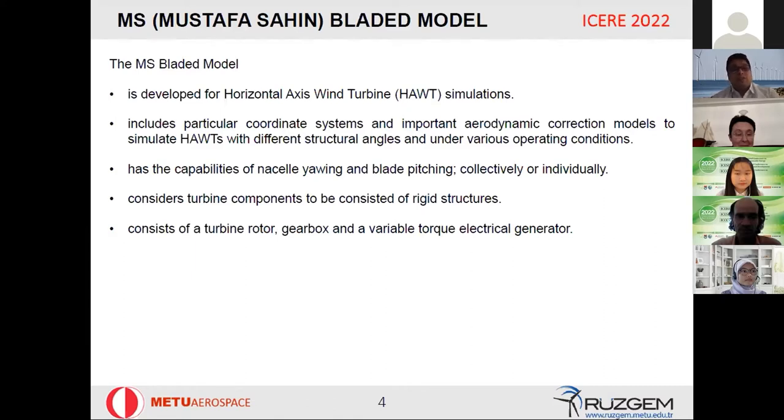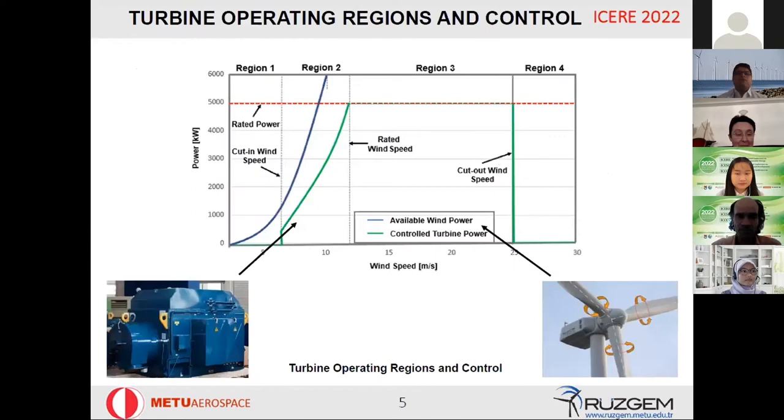The turbine system in the MS-bladed model is considered to consist of rigid structures. Just like a turbine in a wind farm, it consists of a turbine rotor, a gearbox, and a variable torque electrical generator. Most modern turbines are variable speed, variable pitch turbines, and these turbines have four different operational regions: region 1, region 2, region 3, and region 4.